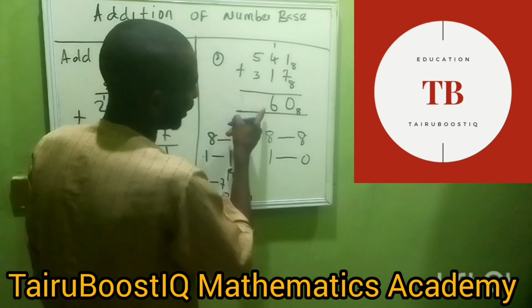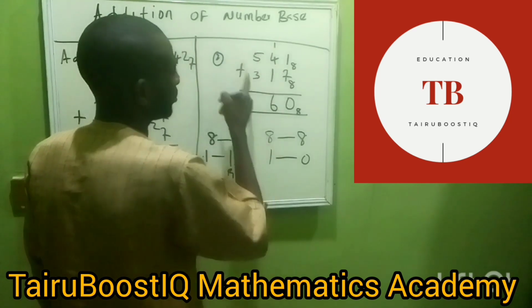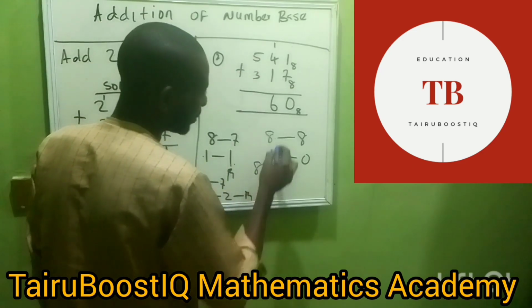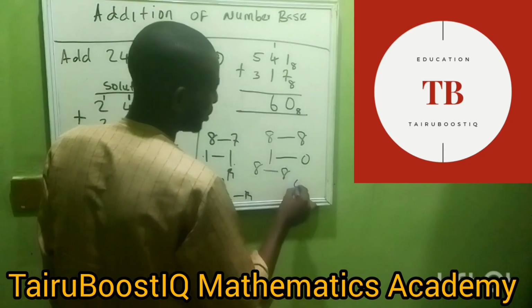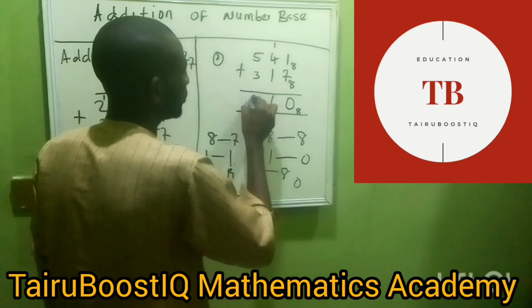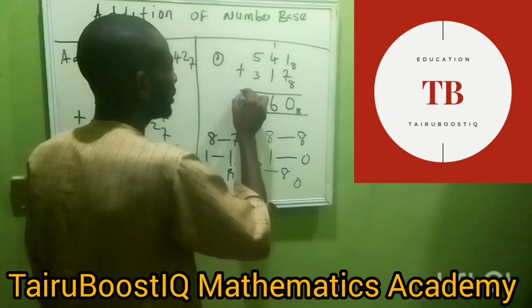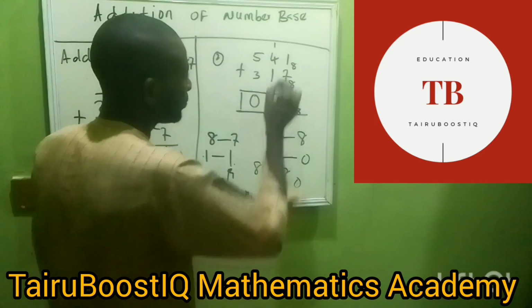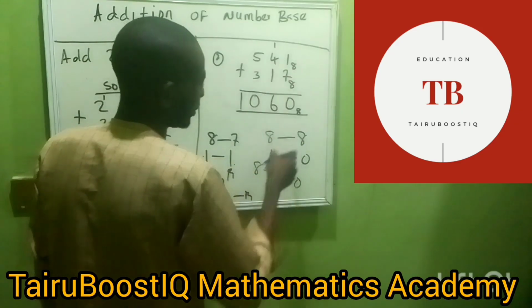Remember that here now we have 6, and we are not carrying anything to the other side. Now 5 plus 3 will give us 8. How many times can 8 go into 8? It is going to go 1 time, remainder 0. So here we are going to write 0, and since this one is the last number, we now write down 10. This is how to solve it. 1 plus 7 is 8.